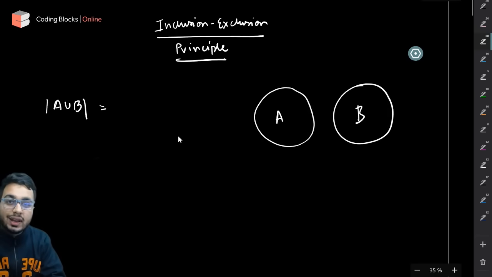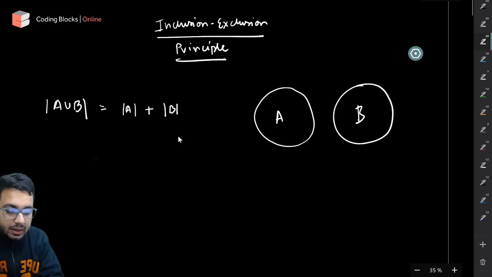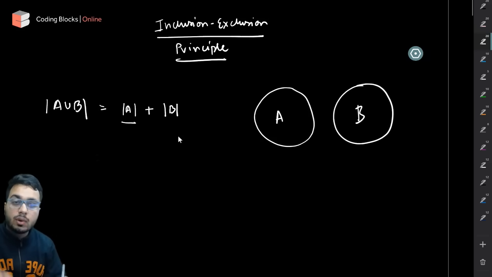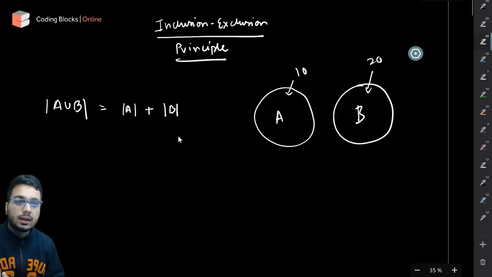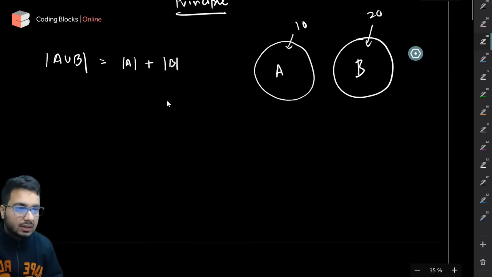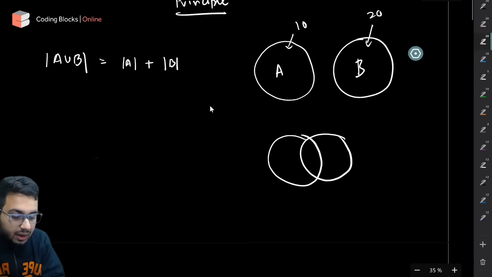And if I compute A union B, then it is given by |A| plus |B|, where this notation represents the cardinality of the set, the number of elements in that set. So if there are 10 people in set A who like mango and there are 20 people in set B who like apple, then the number of people who like apple or mango is going to be 30. So let us make it slightly difficult. Let's say there are people who also like both apple and mango, which means there is some overlapping between the sets A and B.